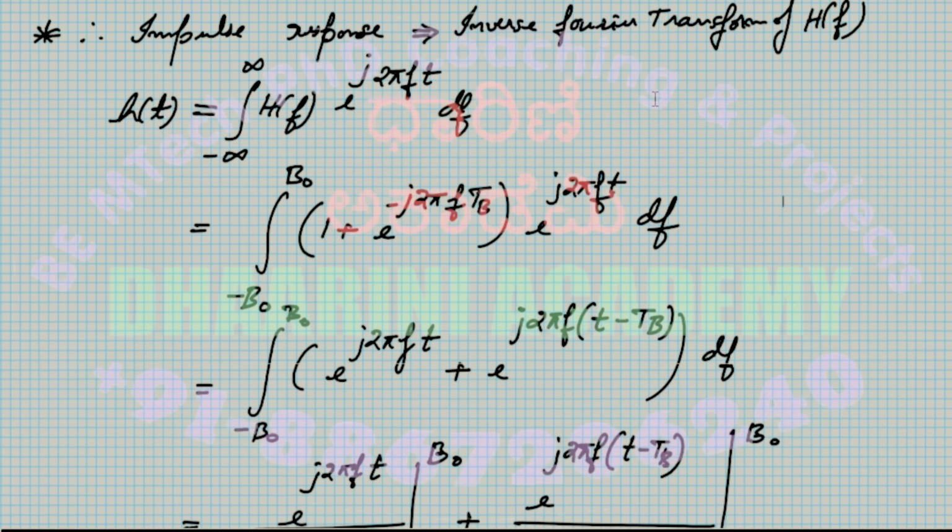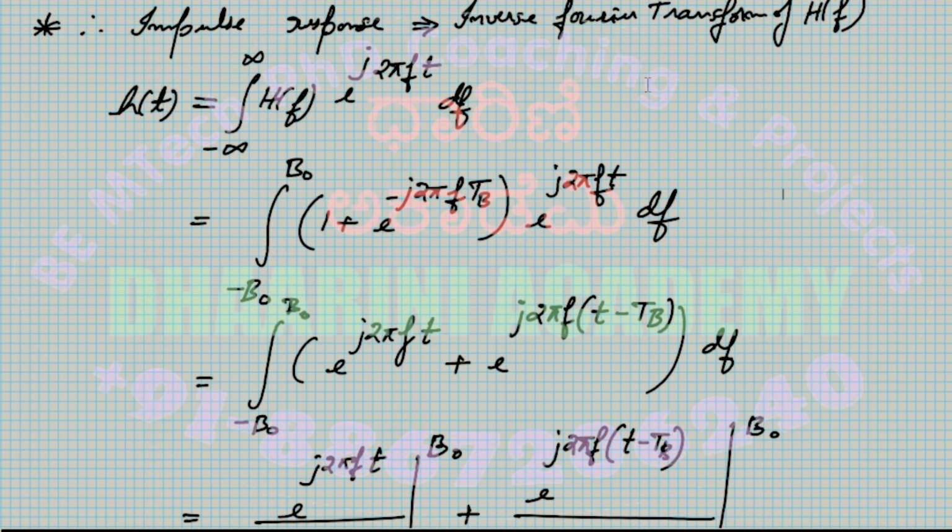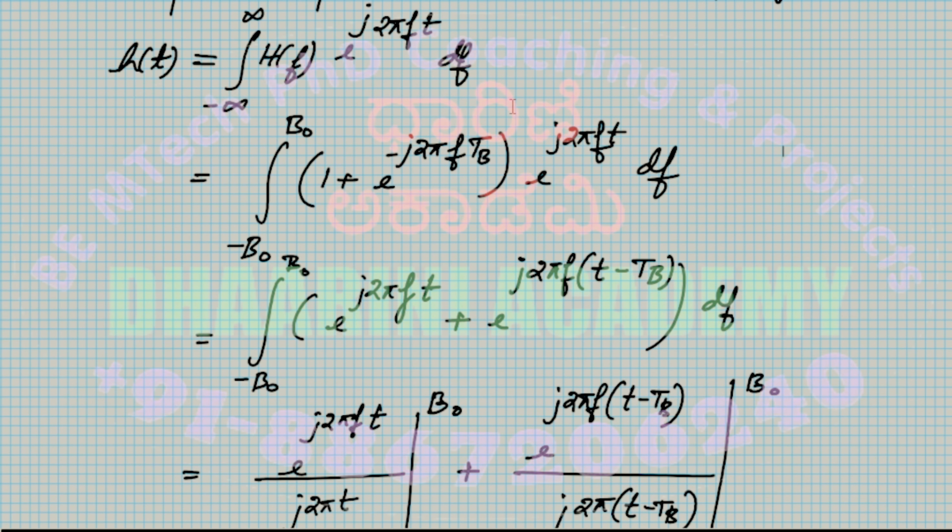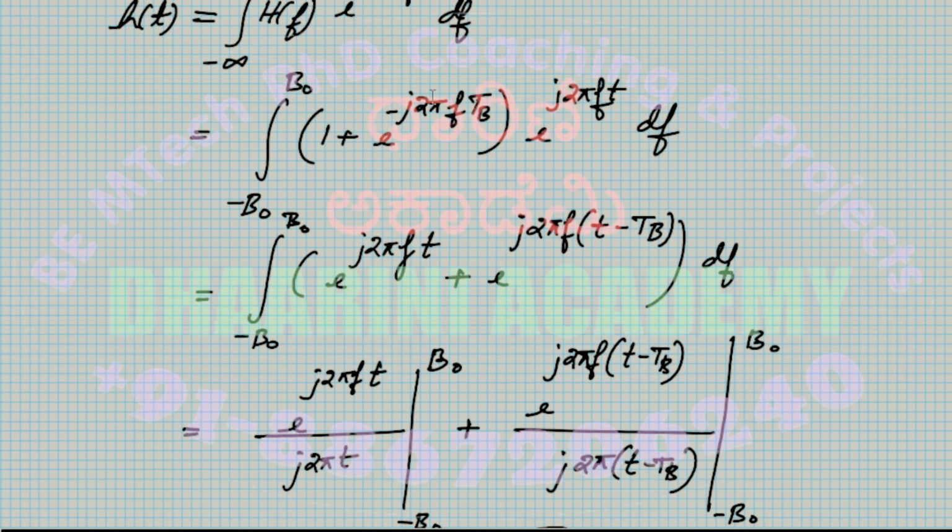Okay, fine. Now I want to calculate the impulse response from H of f, for which we have the equation readily available with us. Okay, right? So H of f times e to the power j 2 pi f t df. H of f is just now represented as 1 plus e to the power minus j 2 pi f T_b. Multiply that with e to the power j 2 pi f t, which is the mandatory term to be present in any inverse Fourier transform.